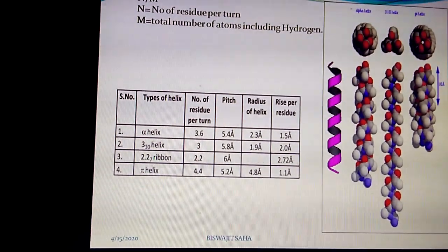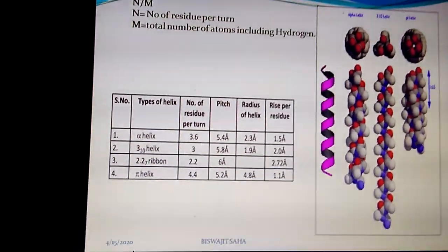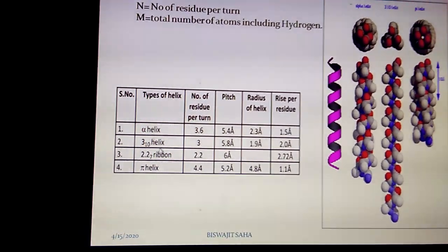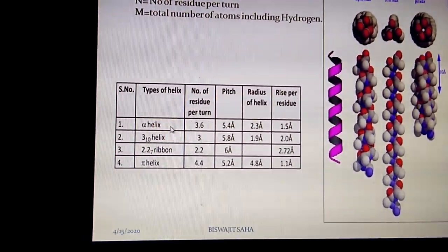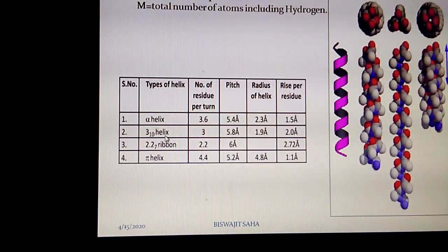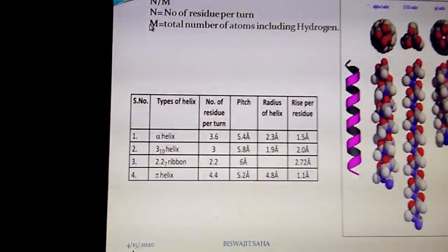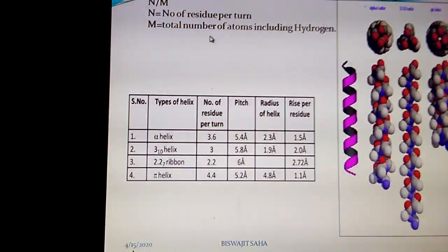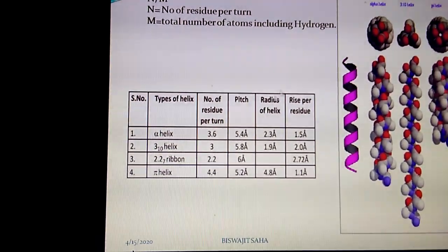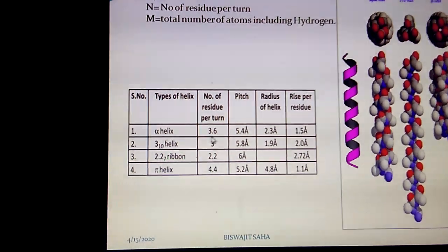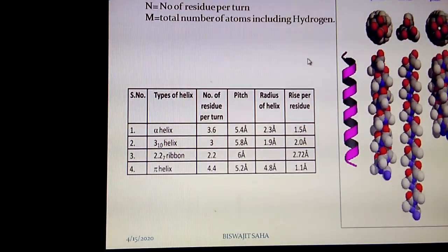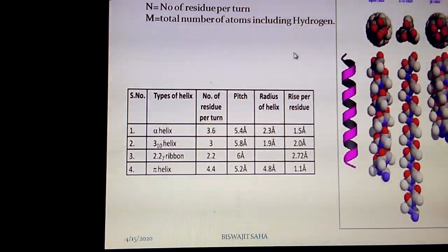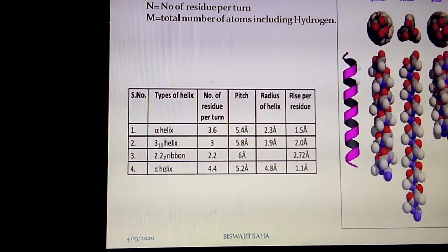Now we should move to another aspect of alpha helix, the different types of helix that can be found in protein. Apart from alpha helix, 3-10 helix or 2.2-7 ribbon or pi helix can also be found. These are the different types of helix. In order to understand what is the alpha helix or what is the 3-10 helix, we can write a formula n by m, where n is the number of residues per turn of the helix and m is the total number of atoms including hydrogen. If we consider alpha helix, it approximately contains 3.6 amino acid residues per turn of the helix, and we can write alpha helix as 3.6 by 13, because it contains 13 atoms including hydrogen in its complete turn.